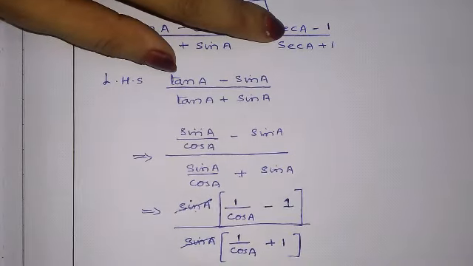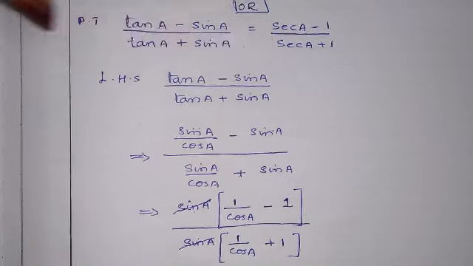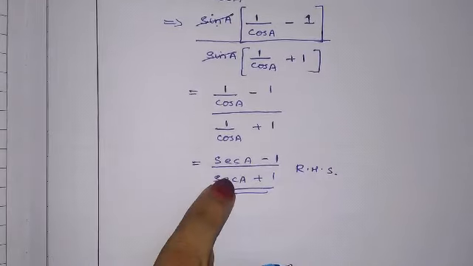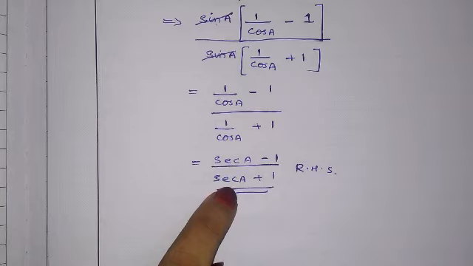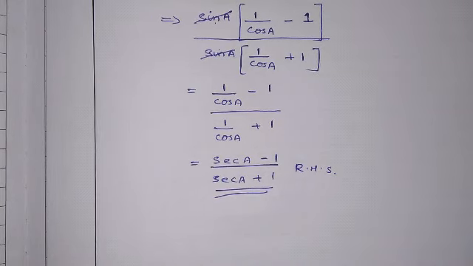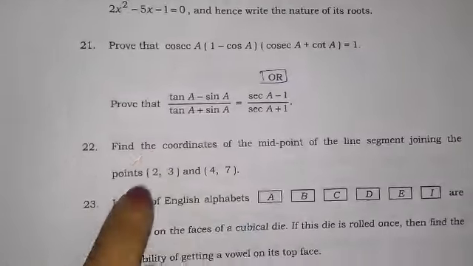We can see, to prove, they have told this only: sec A minus 1, sec A plus 1. We got the answer sec A minus 1 and sec A plus 1. It's very easy. Now let us see question number 22.